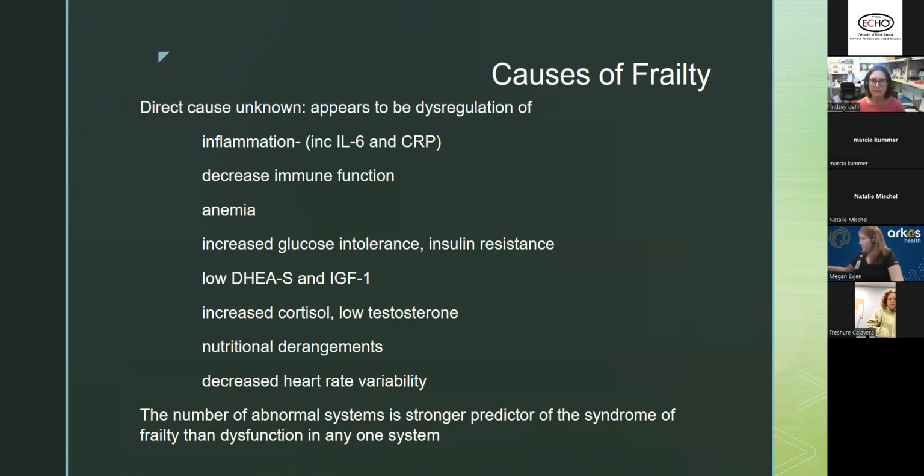What are causes of frailty? Certainly there's no one cause of frailty. It is kind of a bunch of things coming together. It probably has a lot to do with inflammation as we age. Studies have shown high levels of IL-6 and CRP in a frail individual. It's a decrease in immune function, anemia, glucose intolerance, insulin resistance, low levels of DHEAS and IGF-1, increased cortisol, low testosterone, and lots of nutritional derangements. The biggest one that we can act on, I think, is low protein intake.